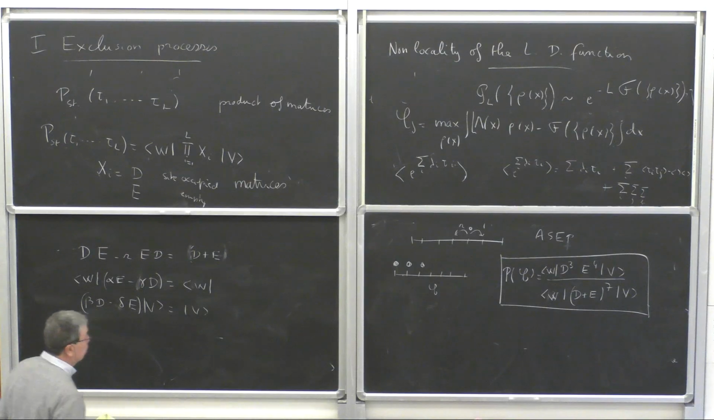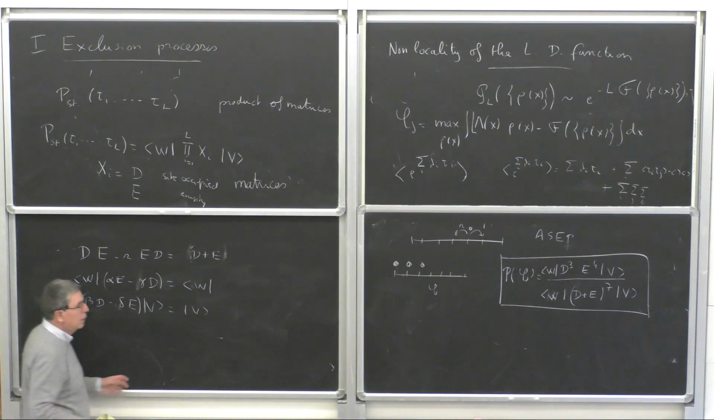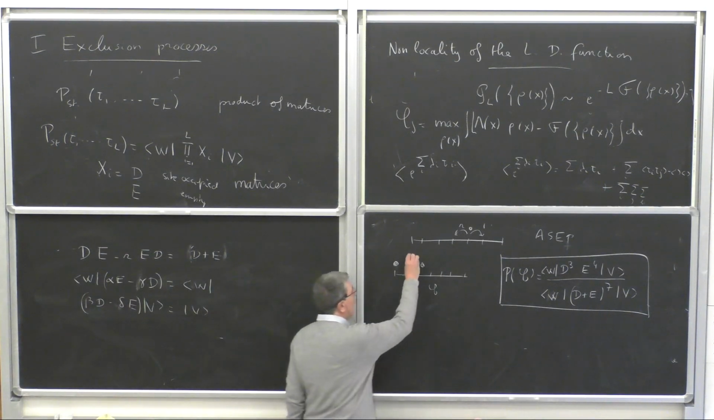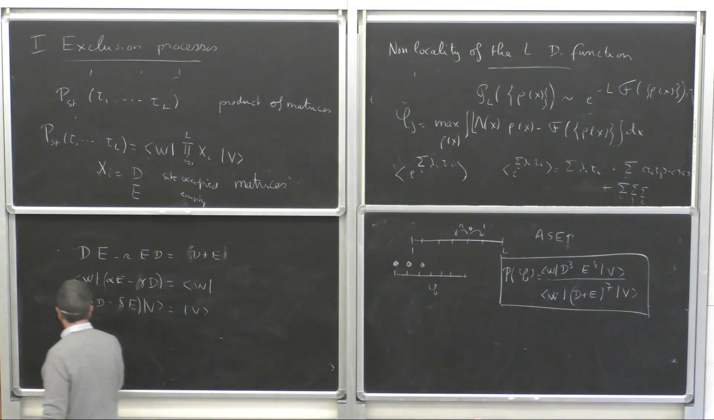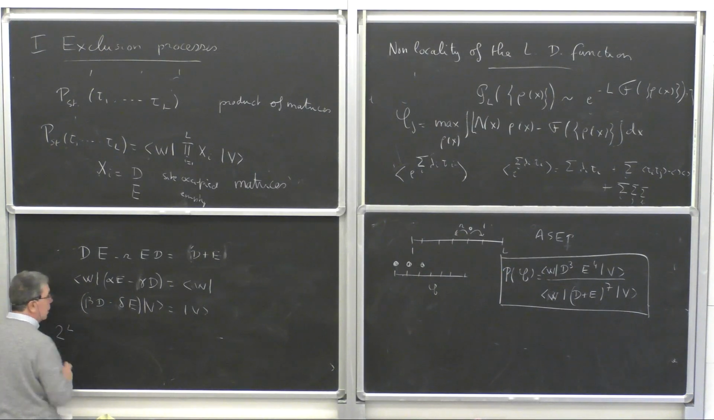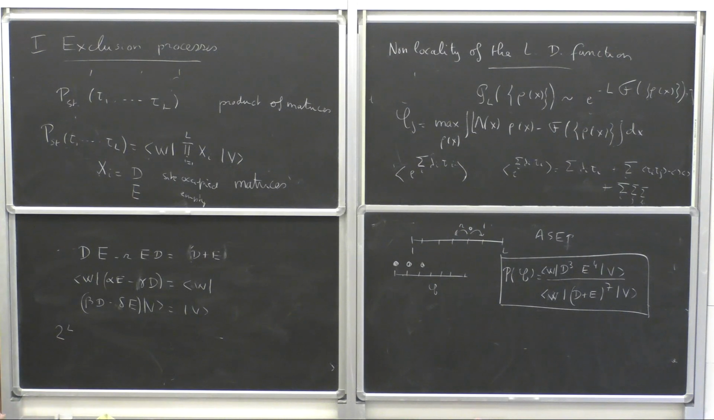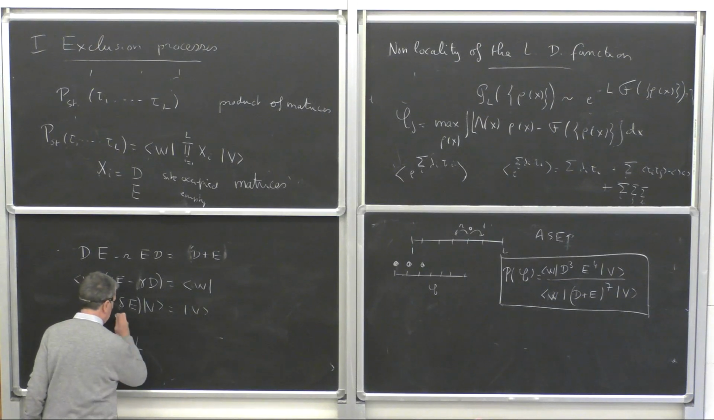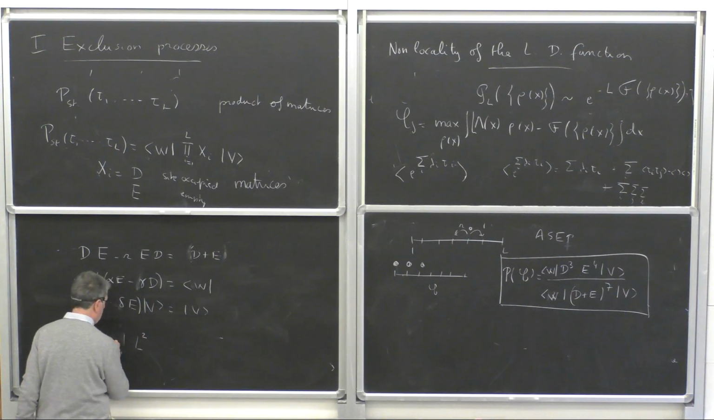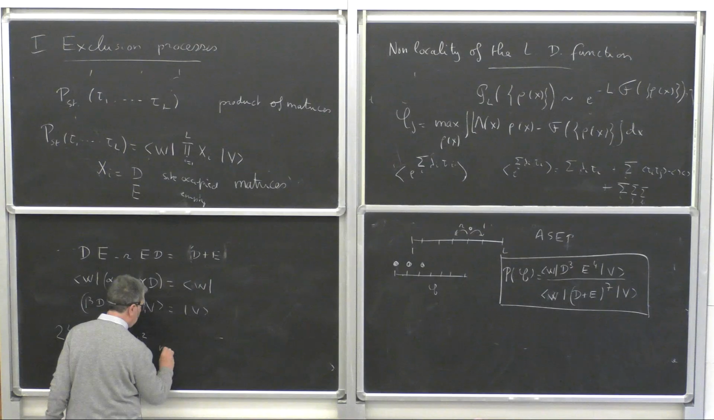Now, let me just tell you why this simplifies life. In principle, if you want to look at the steady state of a system of size L, you have 2 to the L weights to compute because there are 2 to the L configurations. Now, in fact, here, because of this, I have only of order L squared numbers to determine.